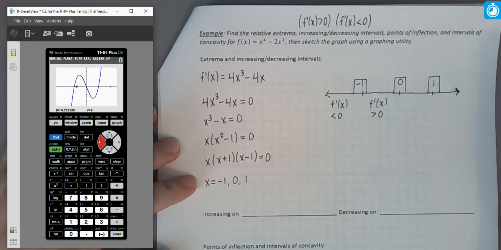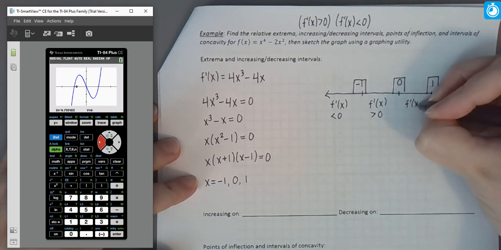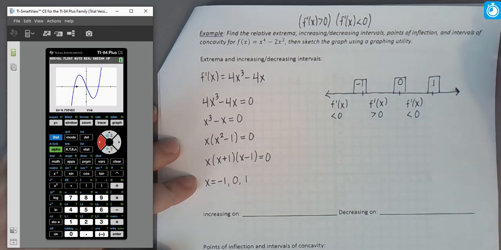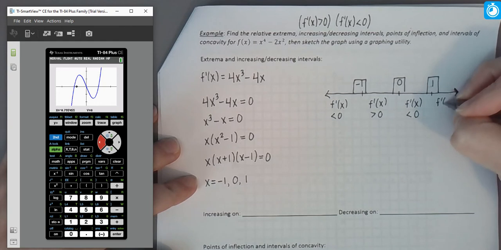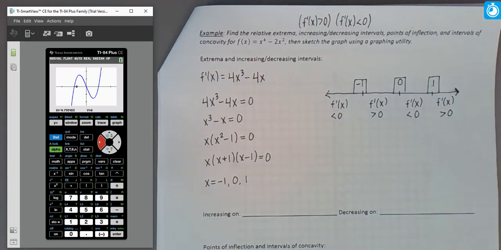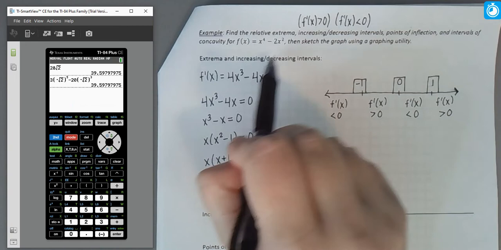Once we get to 0, we cross over again to below the x-axis, so our first derivative is less than 0. And again, when we get to 1, we cross over again, so our first derivative is greater than 0. Let me get out of the graph. Okay, so what does this tell me about the graph of the original function?